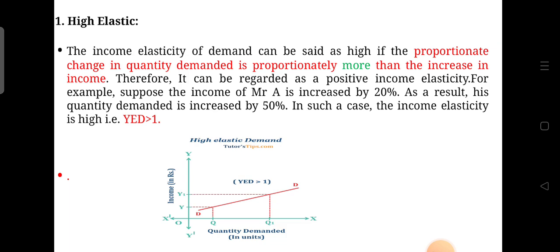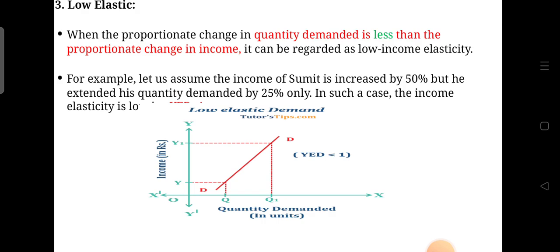The next one is low income elasticity of demand. This is when the proportionate change in quantity demanded is less than the proportionate change in income. For example, let us assume that the income of someone is increased by 50%, but he extended his quantity demanded by only 25%. So when the income is y, the demand is q. When the income has increased by 30%, but the demand has only increased by 10%, that is called low income elasticity of demand.